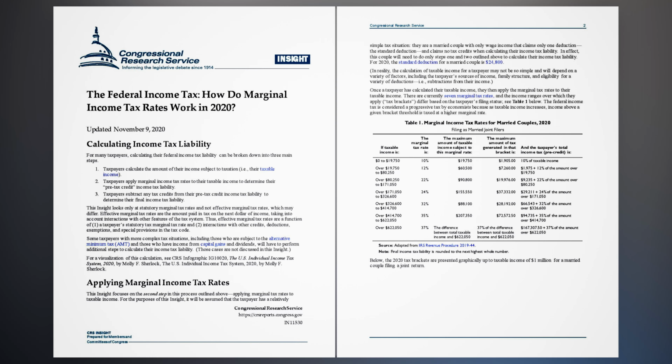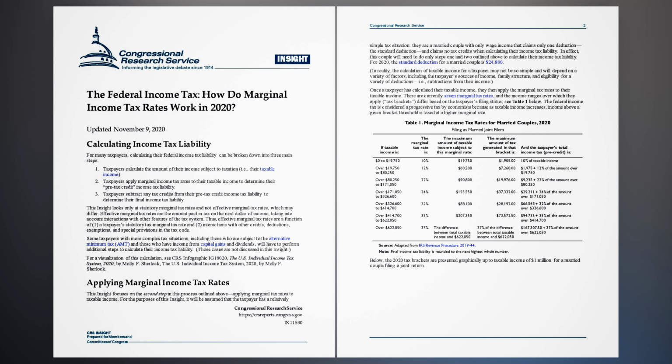The federal income tax. How do marginal income tax rates work in 2020? Updated November 9, 2020. Calculating income tax liability. For many taxpayers, calculating their federal income tax liability can be broken down into three main steps.